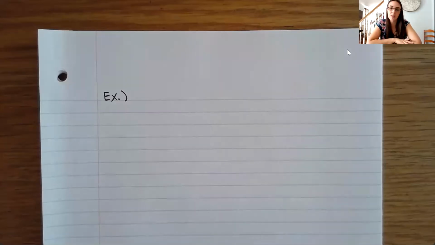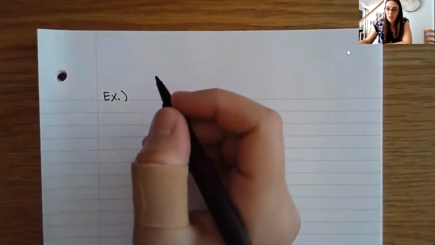Okay, so the example I'm going to do is on chocolate chip cookies, and I'm just going to make this up, so it's not an exact recipe, but you can use the same idea. So let's say I want to make some chocolate chip cookies.